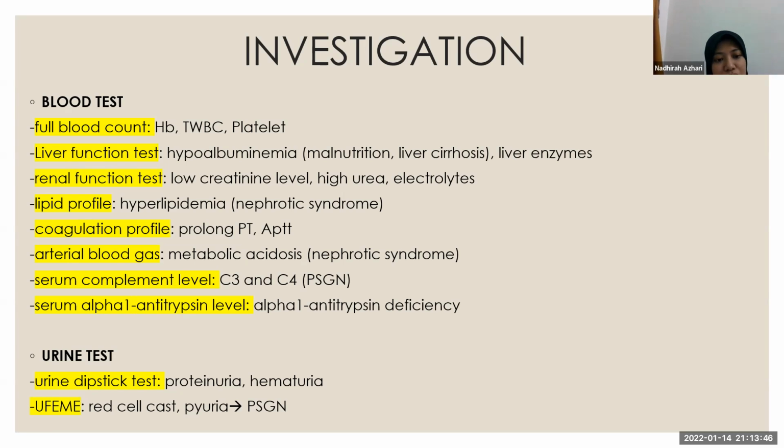And then we need to do a serum complement level in case of post-streptococcal glomerulonephritis, where there will be a low level of C3 and normal level of C4. And we can also do a serum alpha-1 antitrypsin level, because alpha-1 antitrypsin deficiency can also cause liver cirrhosis.